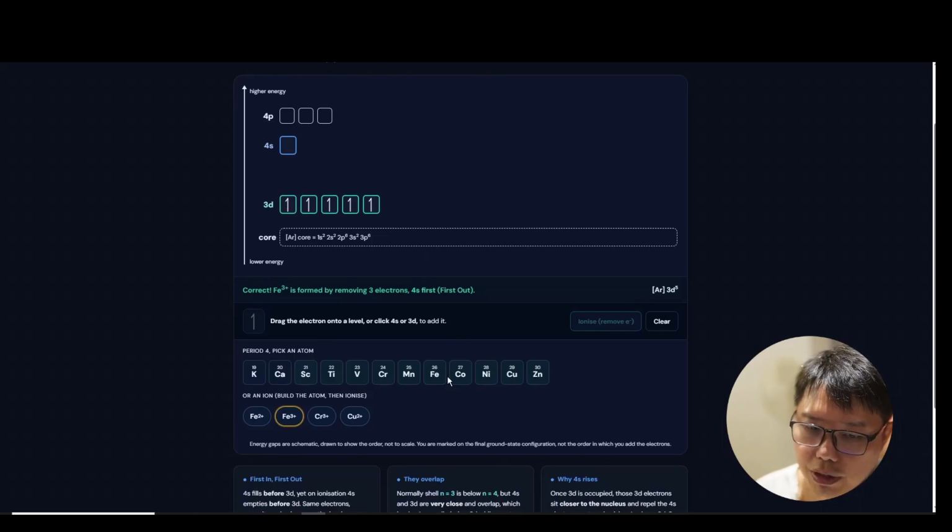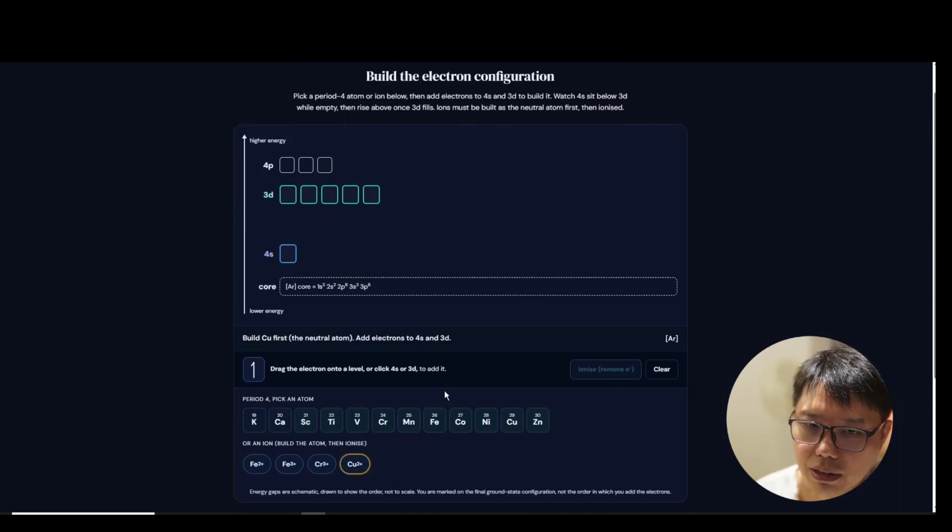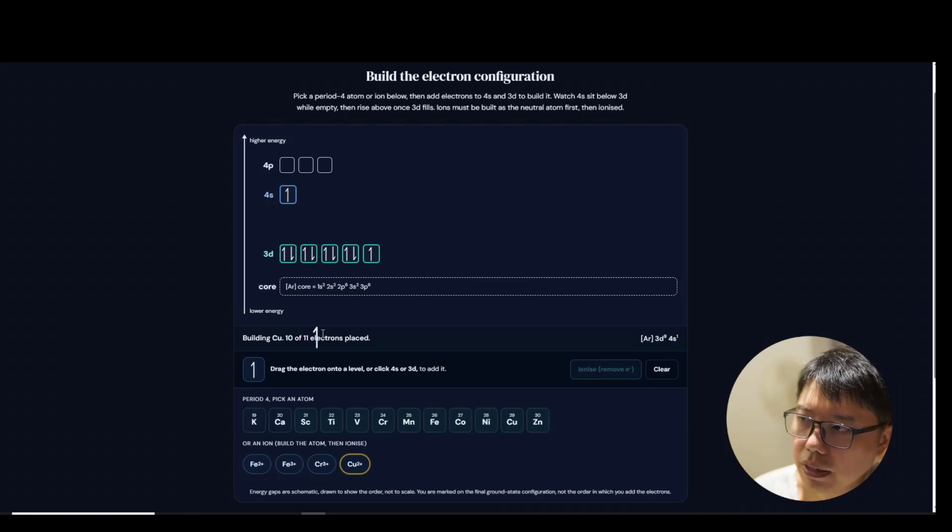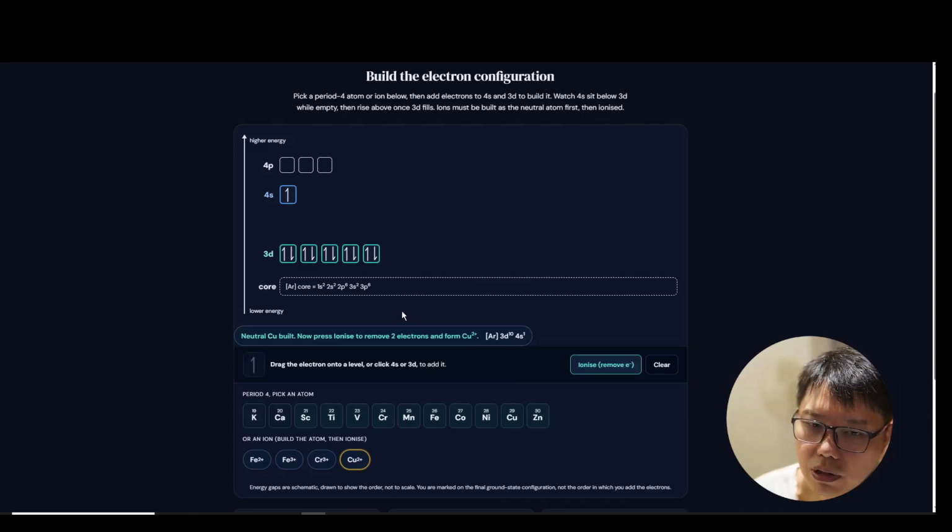Let's do maybe one more. Copper 2+. Remember, copper is the exception. So now we start to fill the 3d. Copper, fill in the rest. We're done. Copper has a valence electron configuration of 3d10 4s1.